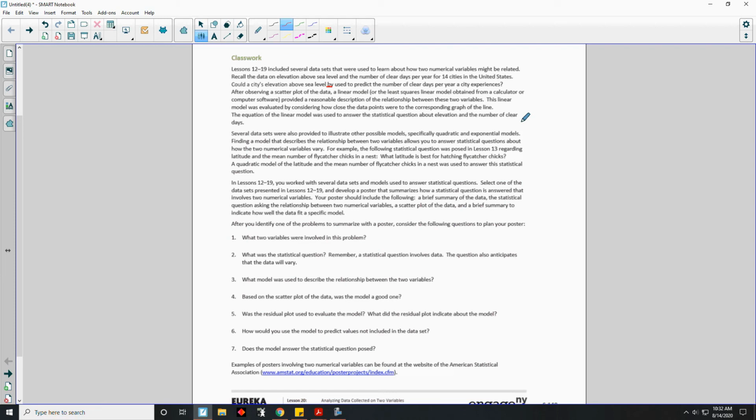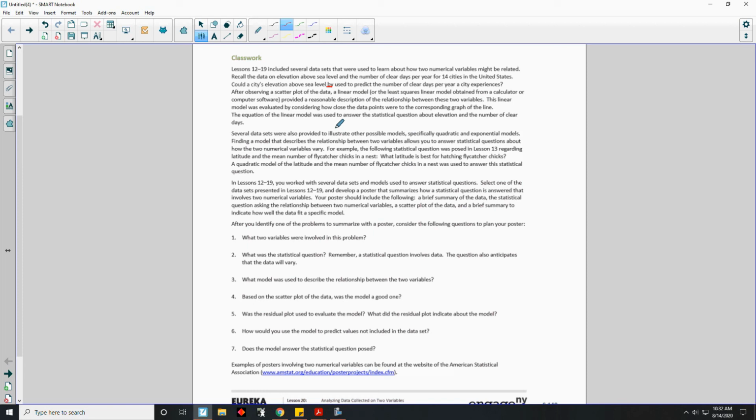This linear model was evaluated by considering how close the data points were to the corresponding graph of the line. The equation of the linear model was used to answer the statistical question about elevation and the number of clear days. Several data sets were also provided to illustrate other possible models, specifically quadratic and exponential models.